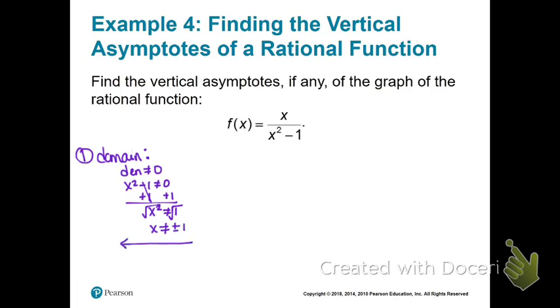If you need your number line, you don't have to draw it if you don't need it, guys. All right, so we know it's open circles at -1 and +1. And so what is my domain? Negative infinity to -1, union -1 to 1, and union 1 to infinity.